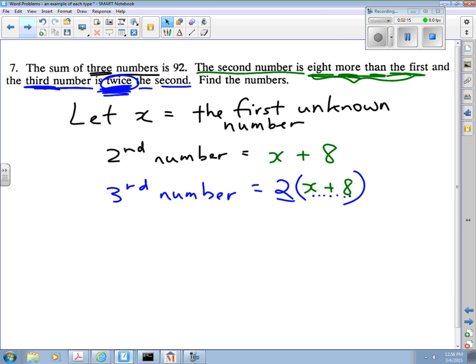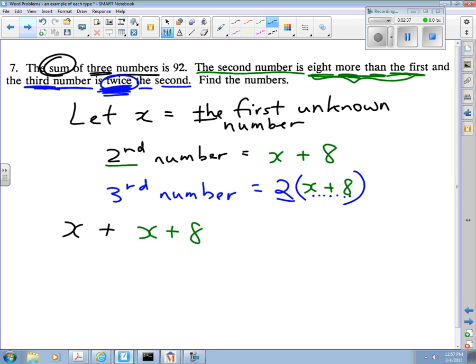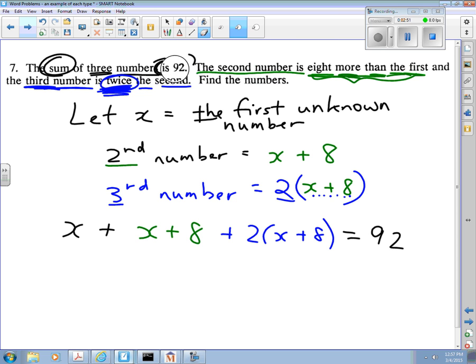Now, I've defined my variable and my three numbers. How do I get an equation out of that? That's the key word there. The word sum is telling me to add. So I am going to add the first number to the second number to the third number. And what do I know about that sum? It is, which means equals, 92. And that's where my equation comes from.